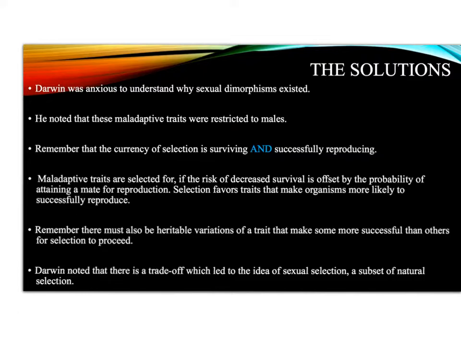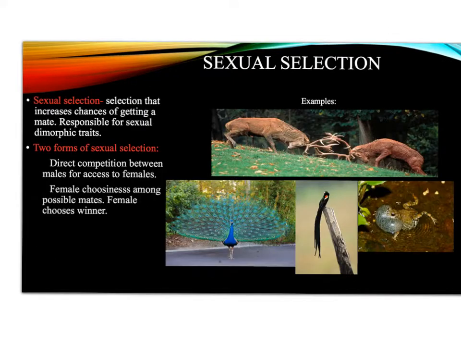Remember, there must also be heritable variations of a trait that make some more successful than others for selection to proceed. Darwin noted that there is a trade-off, which led to the idea of sexual selection, which is a subset of natural selection. Sexual selection is selection that increases the chances of getting a mate. Sexual selection is responsible for sexual dimorphic traits.